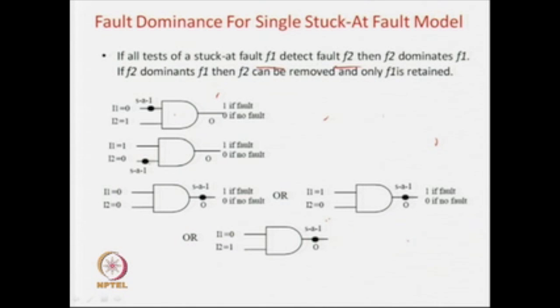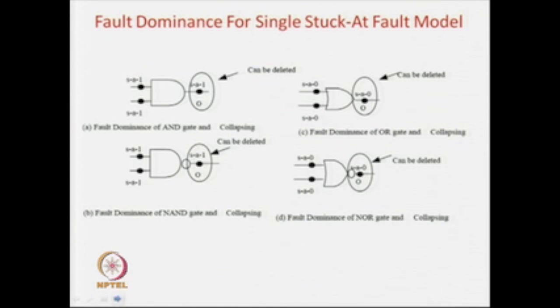So in case of an AND gate, what is going to happen? You have only one stuck-at-1 fault here, and automatically this can be retained; I mean, this can be eliminated. So let us see the generalized example. In case of an AND gate, this is the case, so one you can delete. In case of an OR gate, as I told you, you can easily verify that this is just the dual.